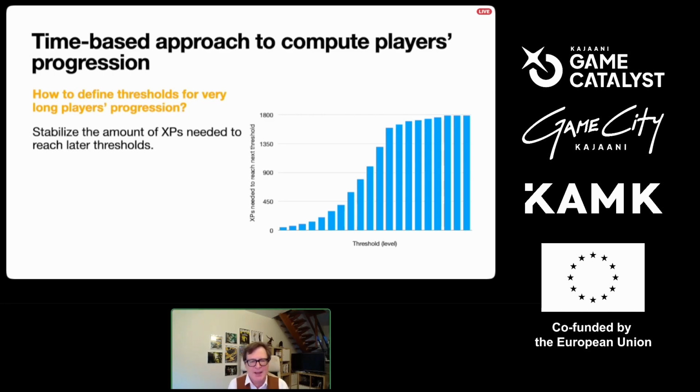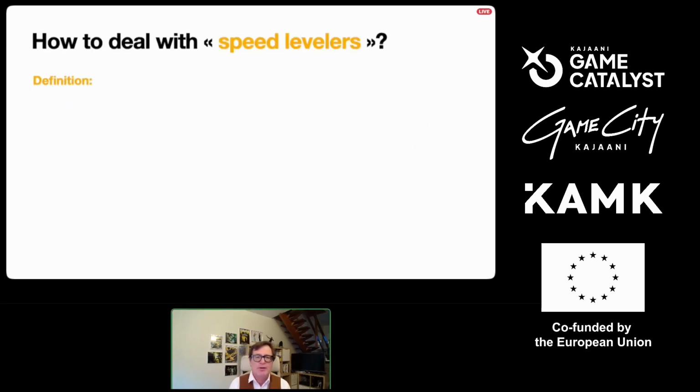Again, it's done by hand, but this way, you have full control over what will happen in your game. Now, of course, you've got players who are going to try to speed run your game, and they could break your progression strategy. Now, how to deal with them?